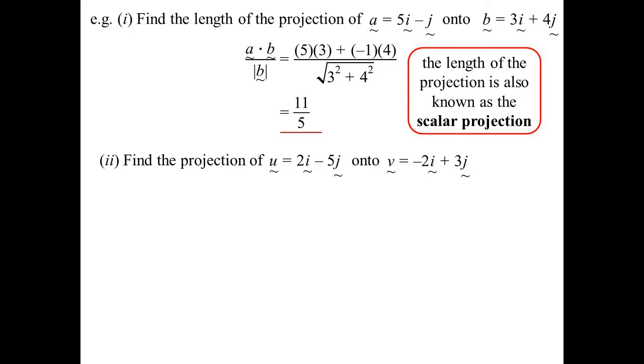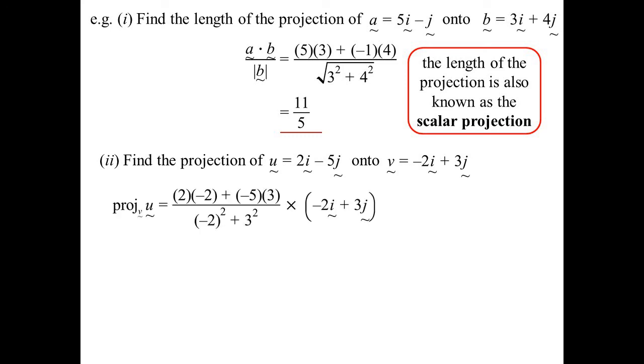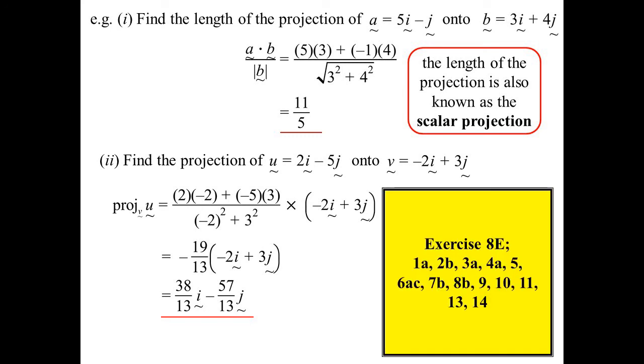All right, let's do one where we actually find the projection of these two. So 2i minus 5j onto negative 2i plus 3j. So it'd be u dot v over the magnitude squared, so I don't have the square root sign on the bottom, but times the vector we're projecting it onto. And all of that tied up to be minus 19 on 13 times minus 2i plus 3j, which is that wonderful expression, 38 on 13i minus 57 on 13j. Excellent. So exercise.